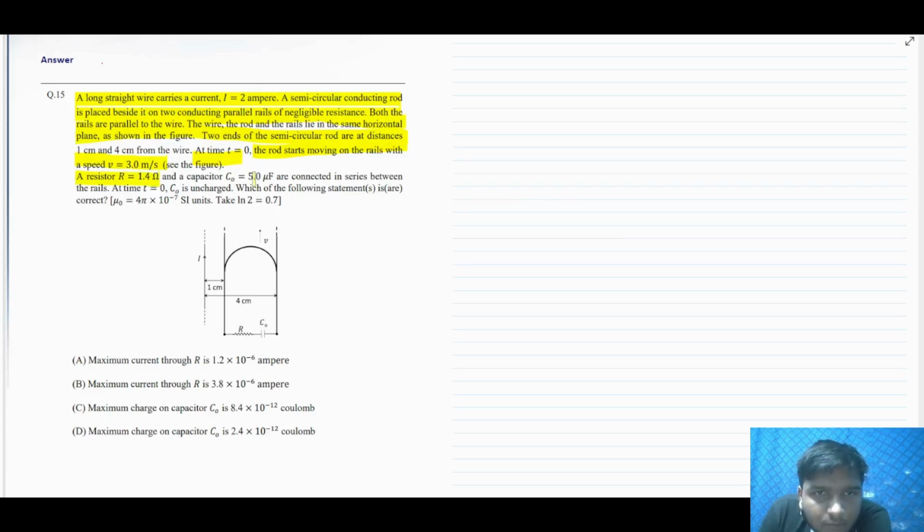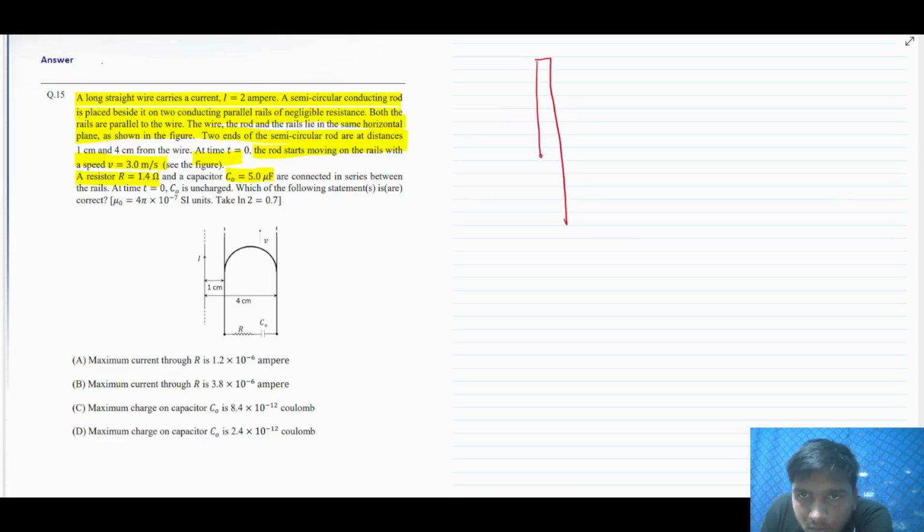So a resistance of 1.4 and a capacitor of 5 microfarad has been connected here. So we have to tell what are the current and what is the charge on it. So to solve this, let me first clear one thing, that whenever there is a moving rod in a presence of magnetic field, it develops an EMF across it. How does it work here?